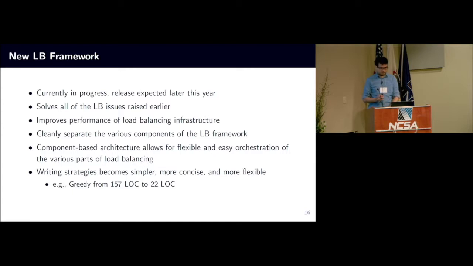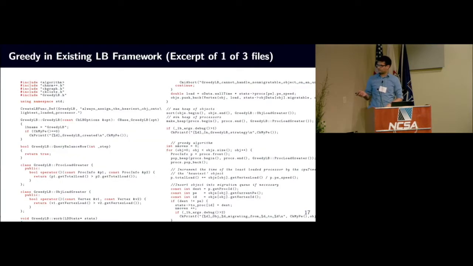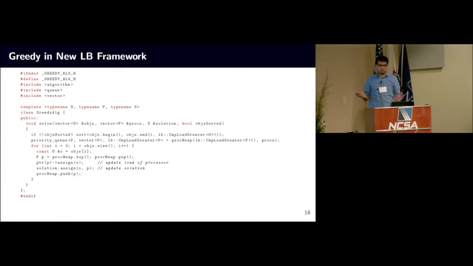Just as a showcase of what it actually looks like, this is an excerpt of one of 3 files that exist for the current greedy load balancer. This is about half of one of the files. And this is the entirety of the new greedy load balancer in the new framework. So even half of this is basically boilerplate. So it essentially distills down to something very, very easy to write. You just have to write a mapper from objects to processes, and that's it.